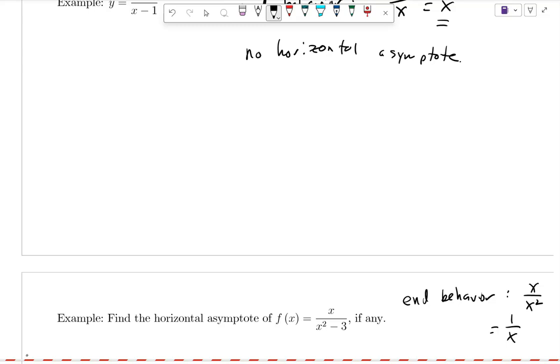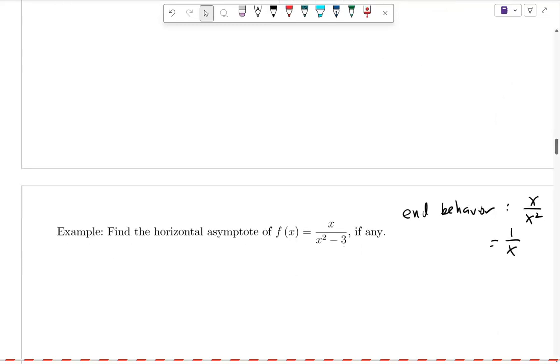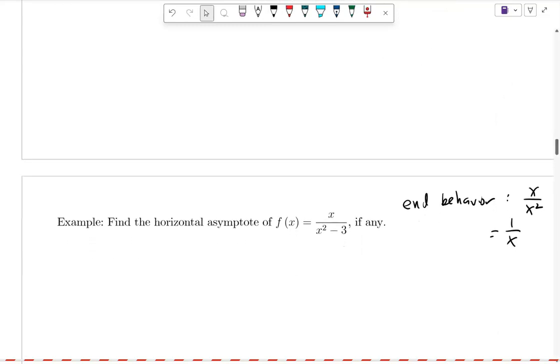Now we did 1 over x as an example earlier. As x gets really, really big, what does 1 over x do? It's really, really small, right? So what do you think the horizontal asymptote here is? What are the numbers getting really, really close to? 0. So the asymptote is going to be y equals 0.